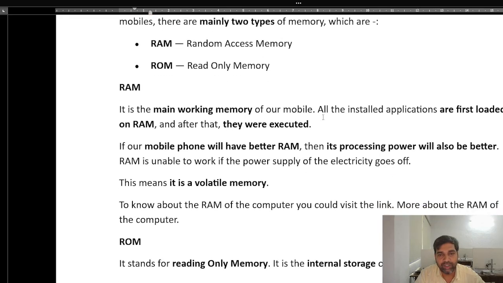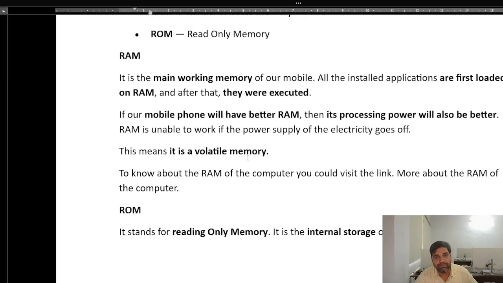RAM is the main working memory for the mobile, where all installed applications are first loaded on RAM and only after that are they executed. Similarly to the computer, if our mobile phone has better RAM, then its processing power will also be better. RAM is unable to work if the electricity power supply goes off. It is a volatile memory.